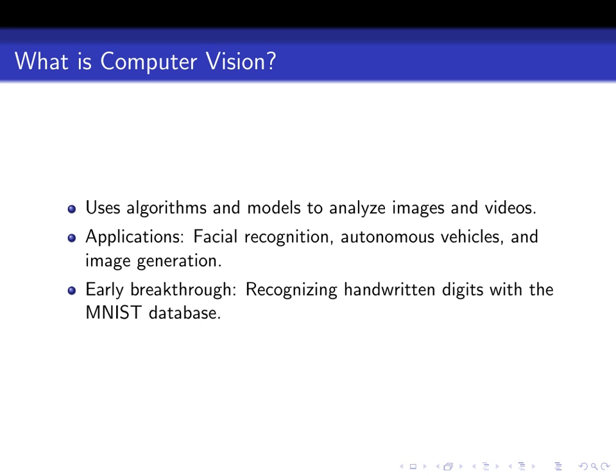Computer vision involves analyzing images and videos to extract meaningful insights. It's widely used in applications like facial recognition, self-driving cars, and generating new visuals. Early breakthroughs include recognizing handwritten digits with the MNIST database. Today, it powers real-time image analysis and high-tech solutions.